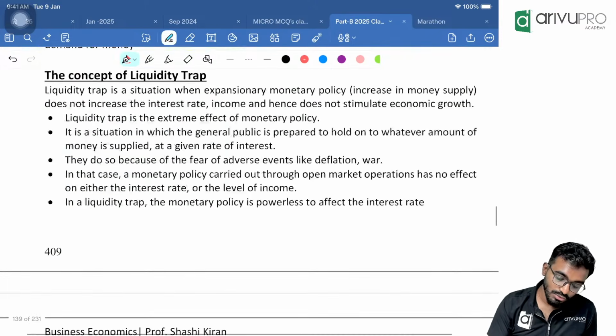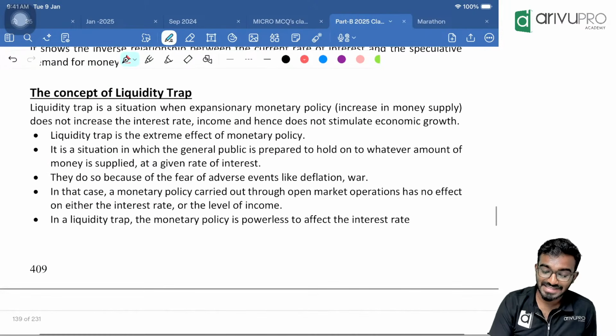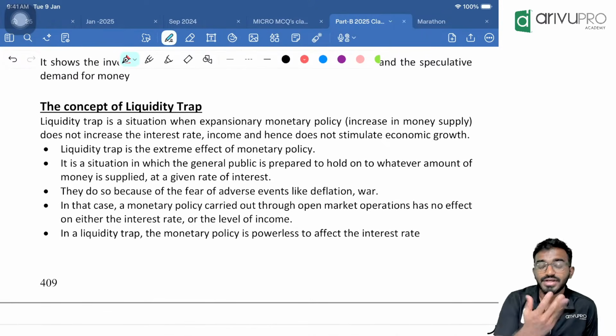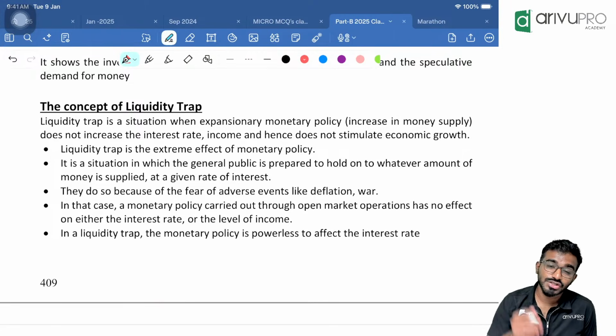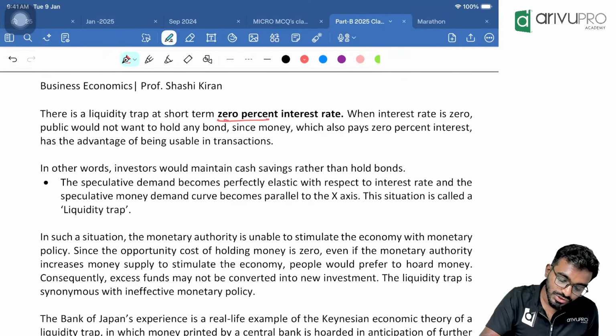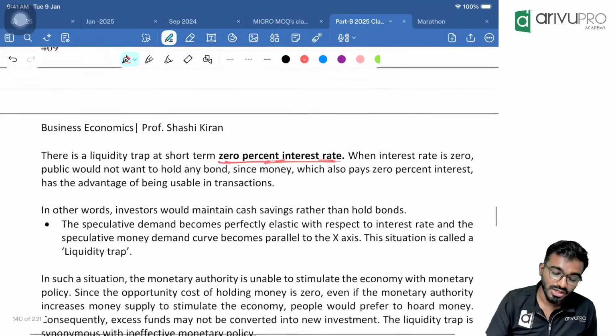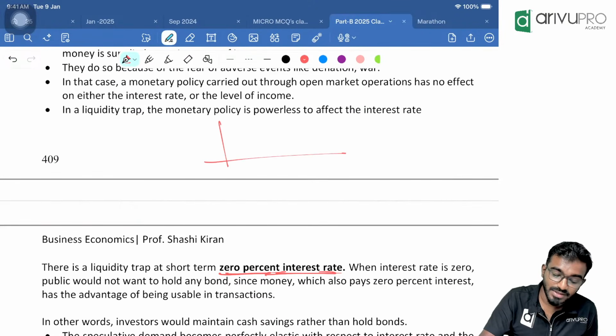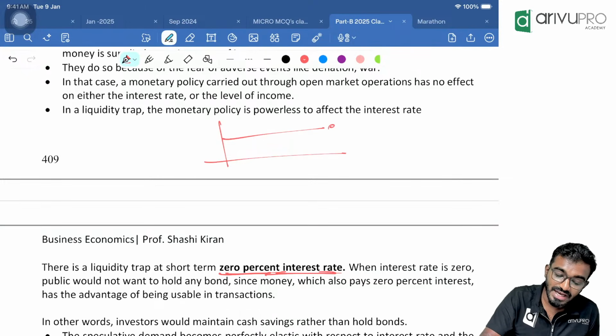Connecting to this, there is one more topic called liquidity trap. As the name says, money is getting trapped in the hands of people. Liquid money is getting trapped when the interest rate is almost zero. When the interest rate becomes almost 0%, whatever money has been pumped into the system for investment purposes, the demand will become perfectly elastic. It will become E equals infinity.